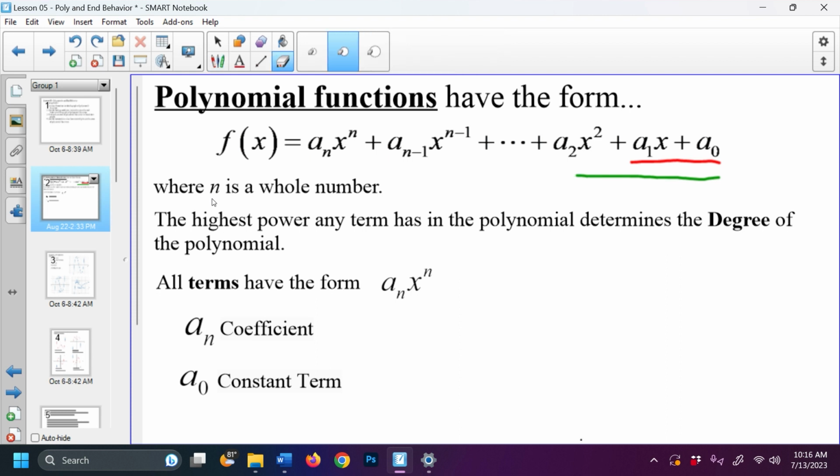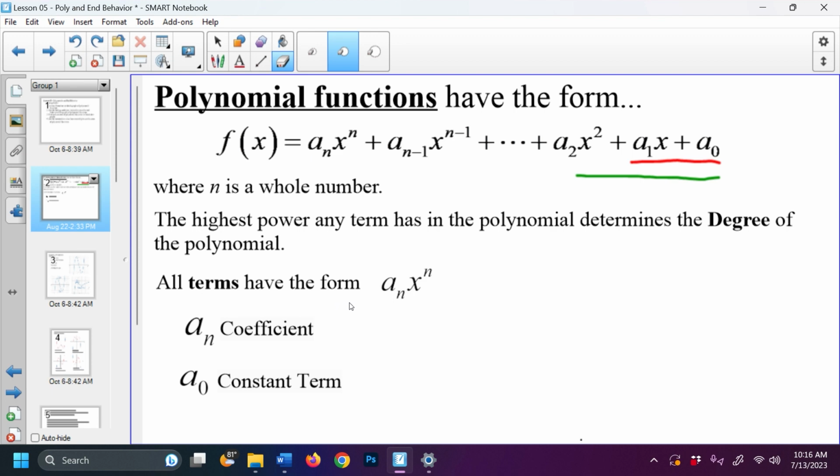Now, n has to be a whole number, meaning that it has to be a positive counting number. So 1, 2, 3, 4, 5, 6, 7. You can also include 0. The highest power of any term of that polynomial determines the degree of the polynomial. So in the case of a quadratic, the degree was 2. The case of a linear, the degree was 1. And so it goes on from there.